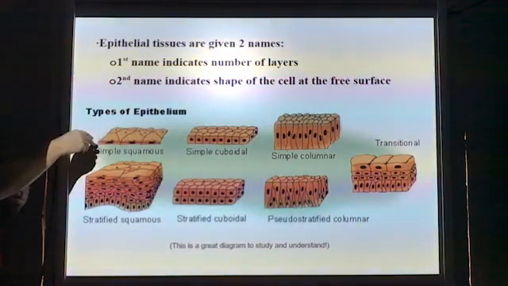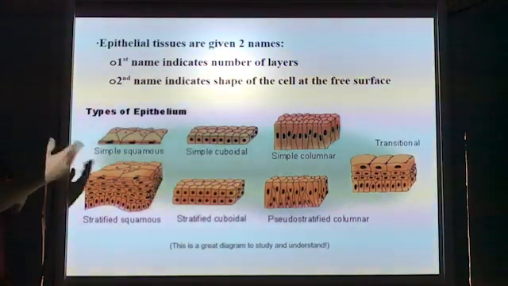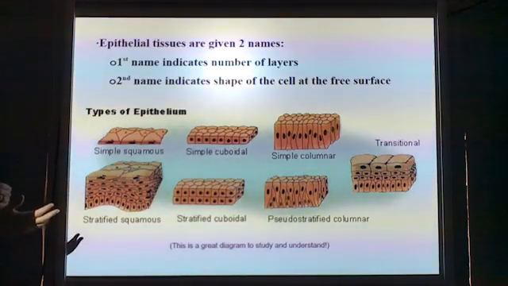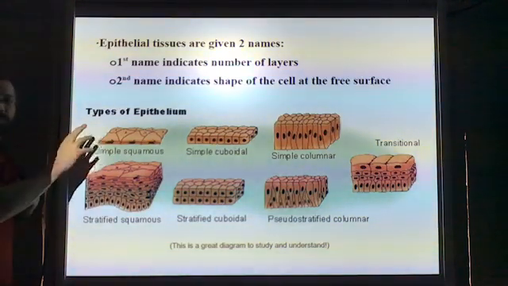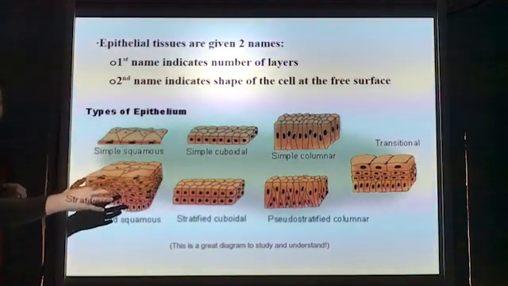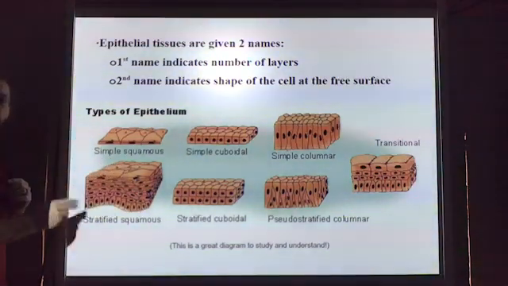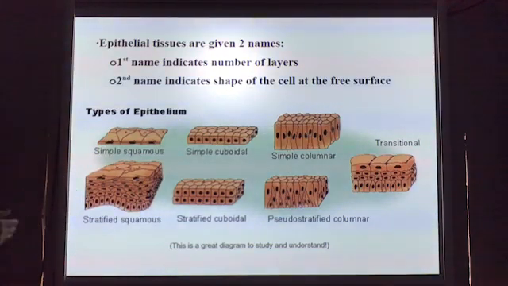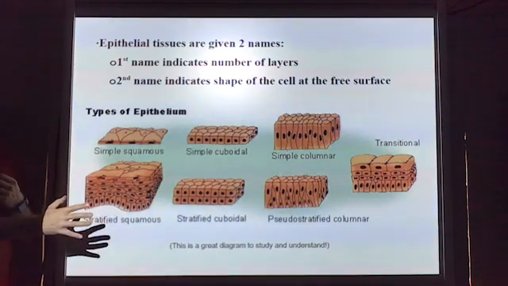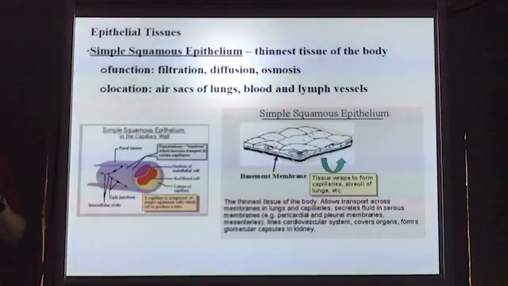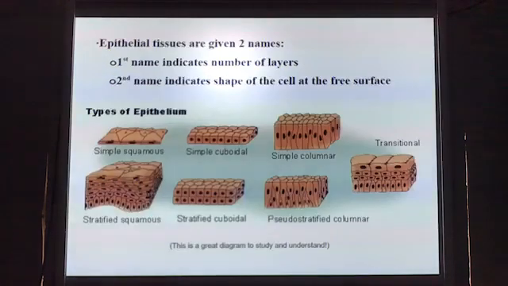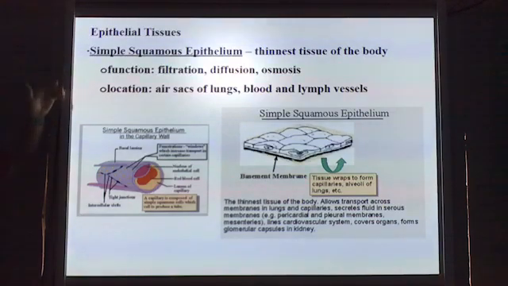So that's what this says. They're given 2 names. First name, number of layers. Second name, shape of the cell at the free surface. This is a variety. You will look at these, know these. They're in your notes. I didn't try to hide them somewhere. I want you to study these. This is a great diagram to study and understand. Wink, wink. You will have a quiz on this. This will be on the exam. This is a slide you'll want to remember. Let's talk about the different names that they have, and then you can always come back to this and say, makes sense now. First type, simple squamous epithelium.